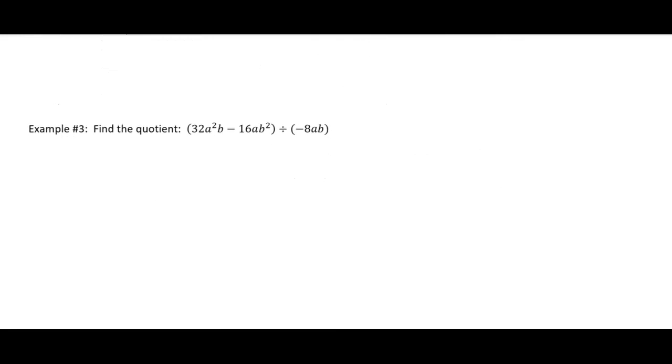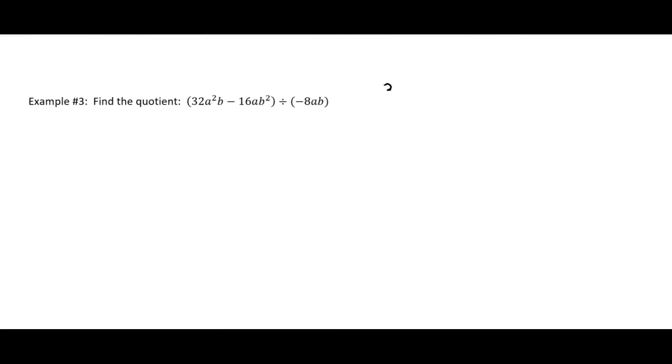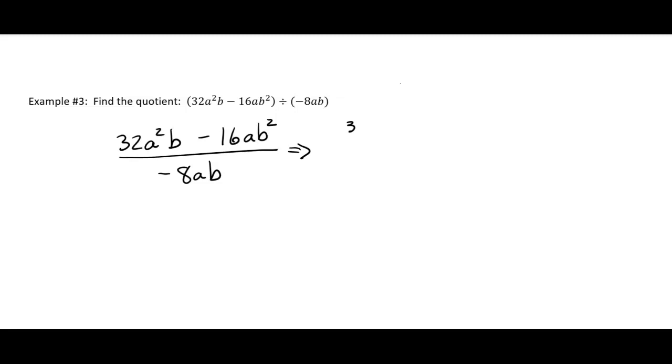So here's an example. We have 32a squared b minus 16ab squared, and we're dividing it by negative 8ab. So what we're going to do is we're going to take that denominator. It's just one term in the denominator. Every term in the numerator gets its own denominator. So we're going to take this and write it as 32a squared b over negative 8ab.